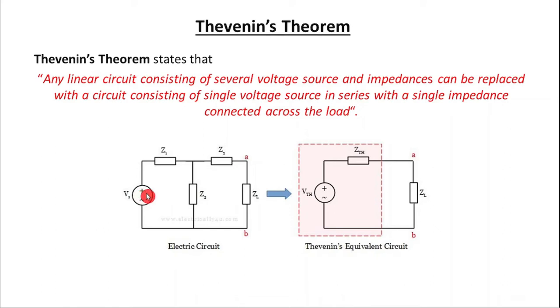An electrical circuit may have a number of sources and a number of impedances, and there is a load here. So this entire electrical circuit can be replaced with a single voltage source, which is called the Thevenin's voltage, and a single impedance called Thevenin's impedance. Then these two are connected across the load.